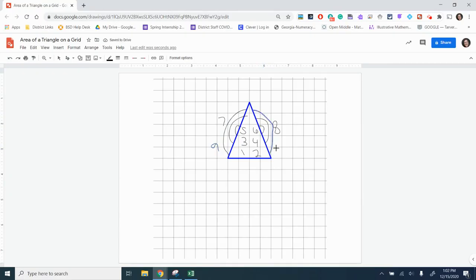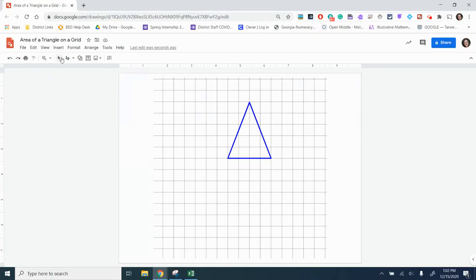So I think using this strategy, I'm going to estimate that I have approximately 10 square units for the area of this triangle. Okay? So I want us to now use a different strategy to check that work. What else could we do? A couple of other things that we could do.